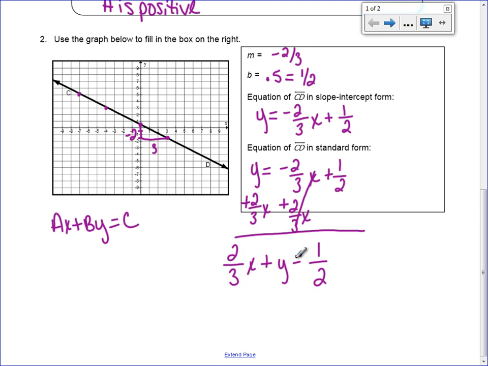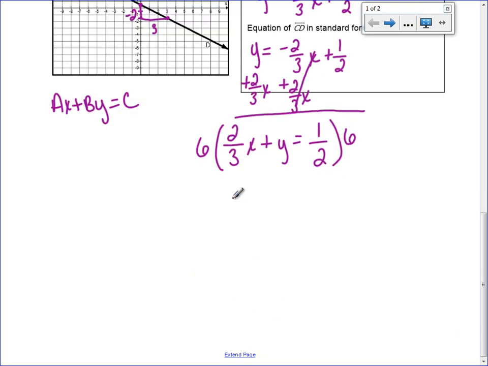But the problem is I have fractions. I cannot have fractions in standard form, so we're going to have to fix that. And so what I'm going to do is multiply this entire equation by a number so I can get rid of both fractions at the same time. If I multiply by a 3, I will only get rid of this fraction, and then I'll have to multiply by 2 to get rid of this one. But if I come up with a common multiple for 3 and 2 and I multiply by that common multiple, I can get rid of them both at the same time. Well, 3 and 2 have a common multiple of 6. So I'm going to multiply both sides of this by 6 so I can get rid of my fractions at the same time.